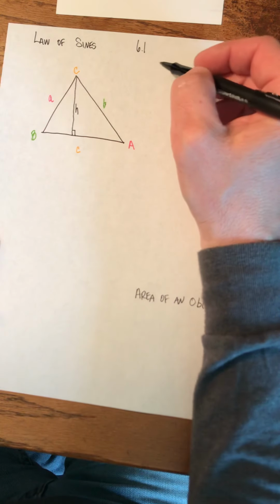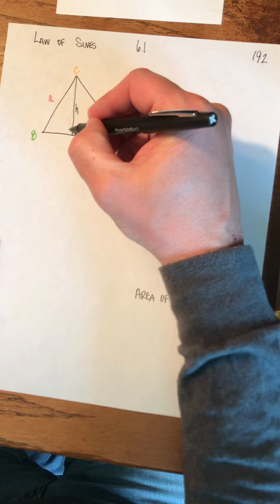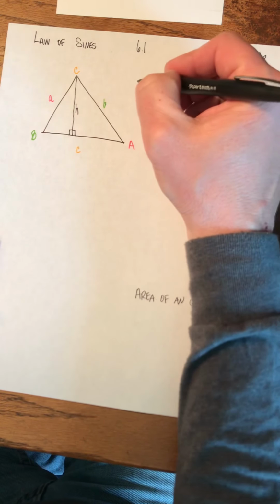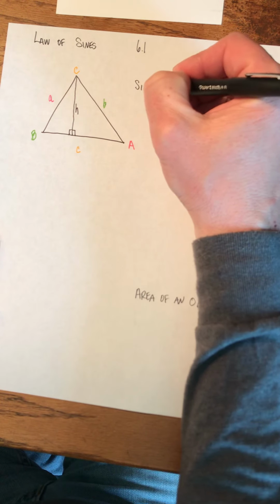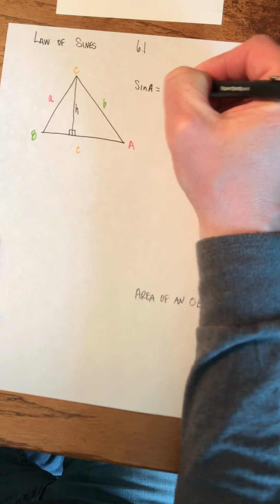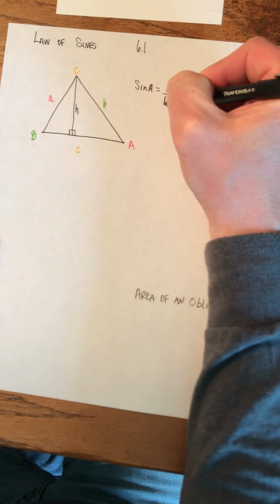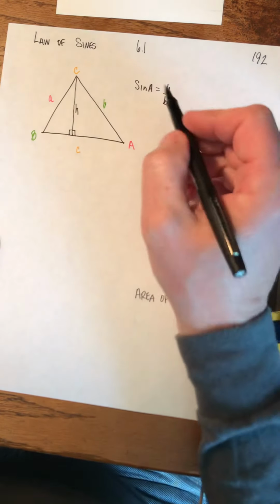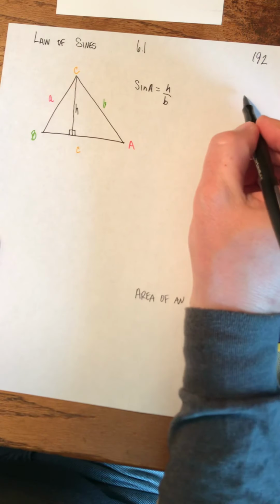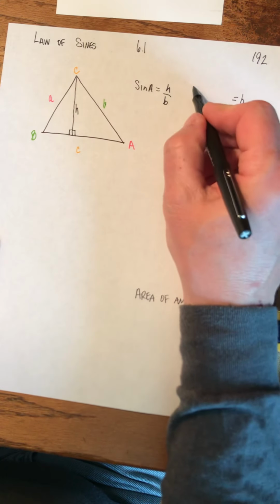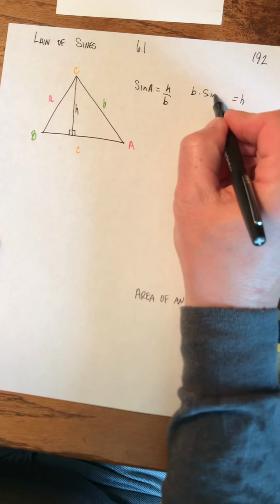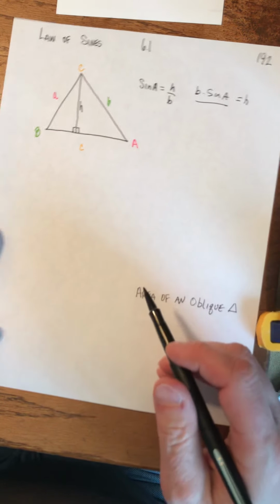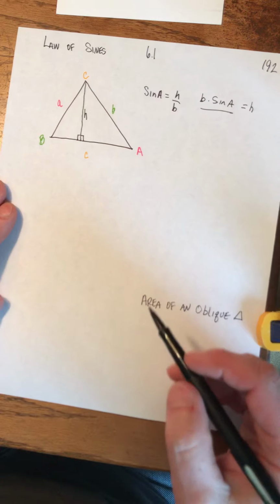Well, in this right triangle, say there's one on the left and one on the right. Let's say we're going to use the sine function. We say the sine of angle A would equal the opposite over the hypotenuse. And in this triangle, the hypotenuse is B. If we solved for h, we'd have h equals B times the sine of angle A. So at least we know what h is in terms of angle A and side B.